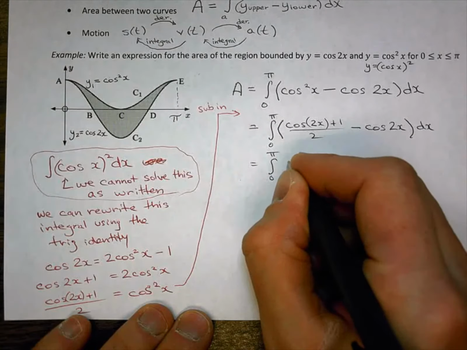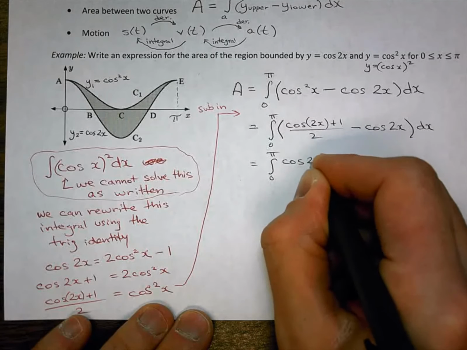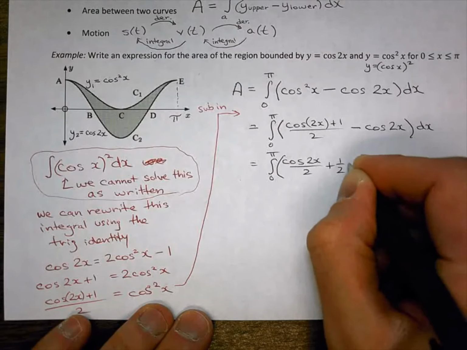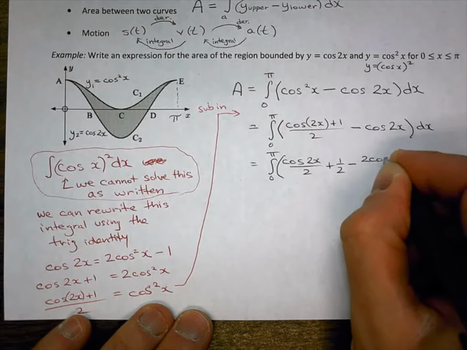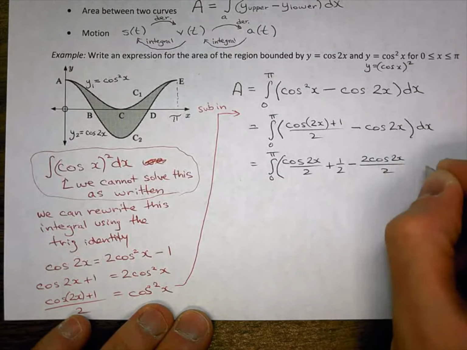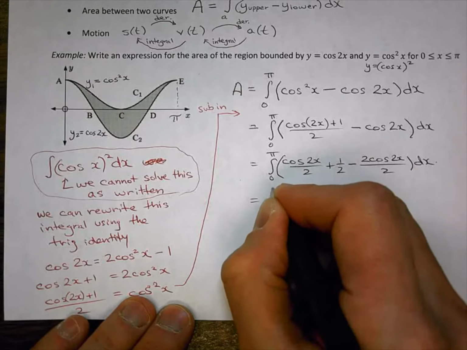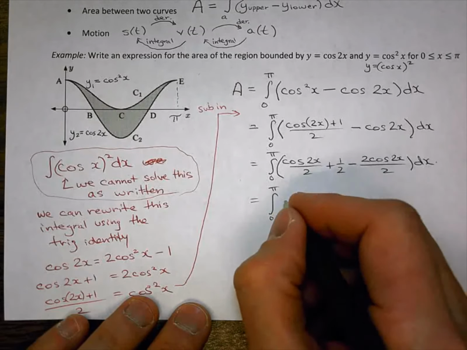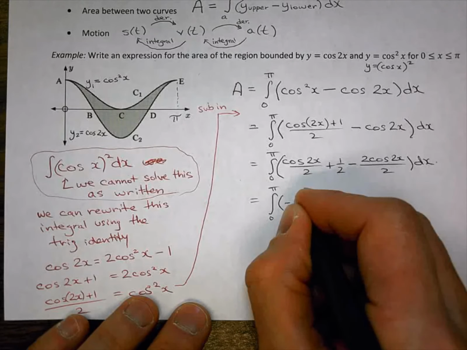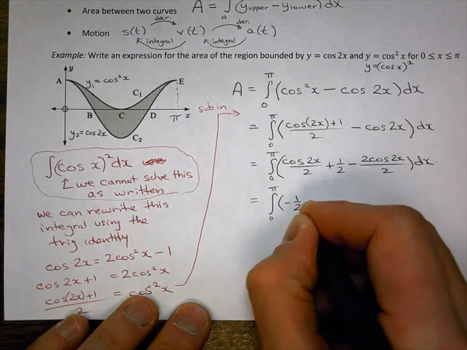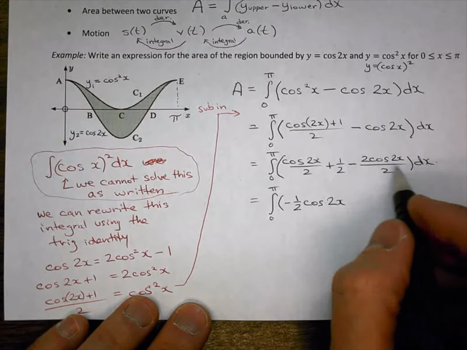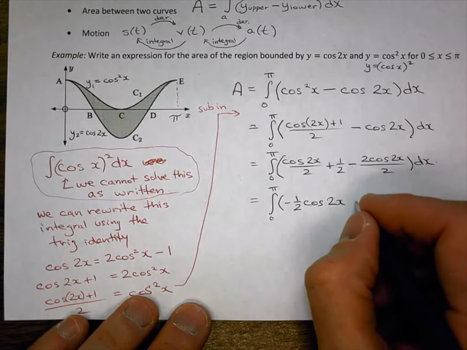So I have cos 2x over 2 plus 1 over 2 minus 2 cos 2x over 2. So I'm just getting a common denominator there. So now I end up with the integral of 0 to pi of negative half cos 2x. Is that right? I have 1/2 minus 2/2, so negative half cos 2x plus half.